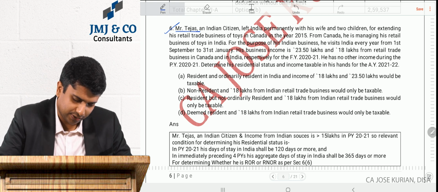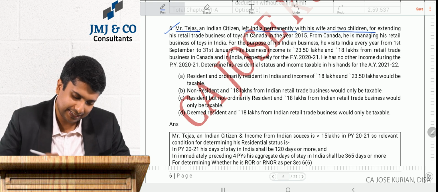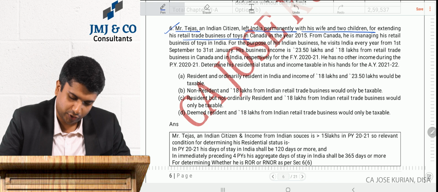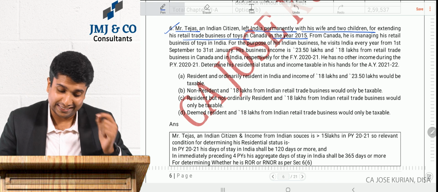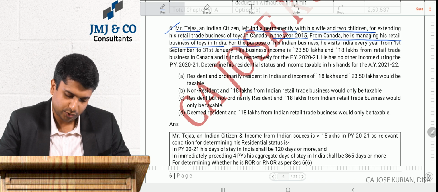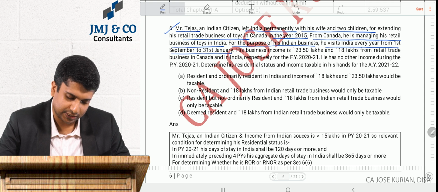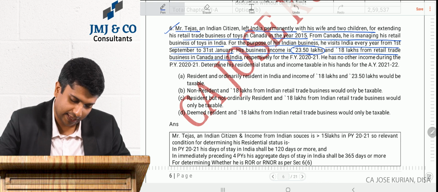Alright. So Mr. Tejas, an Indian citizen, left India permanently with his wife and 2 children for extending his retail trade business of toys in Canada in the year 2015. So in the year 2015, Mr. Tejas, who was an Indian citizen, left India. Then from Canada, he is managing his retail business of toys in India. So for the purpose of his Indian business, he visits India every year from 1st September to 31st January. So his business income is 23.50 lakhs and 18 lakhs from retail trade business in Canada and in India. So his business income 23.50 lakhs from Canada and 18 lakhs from India respectively.